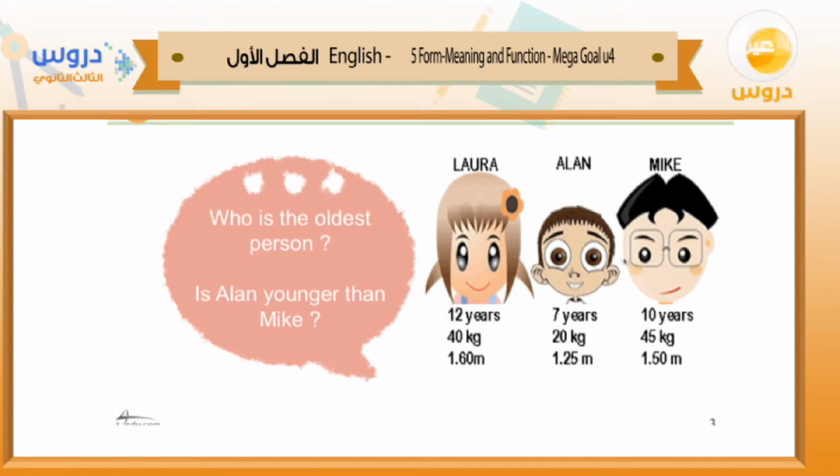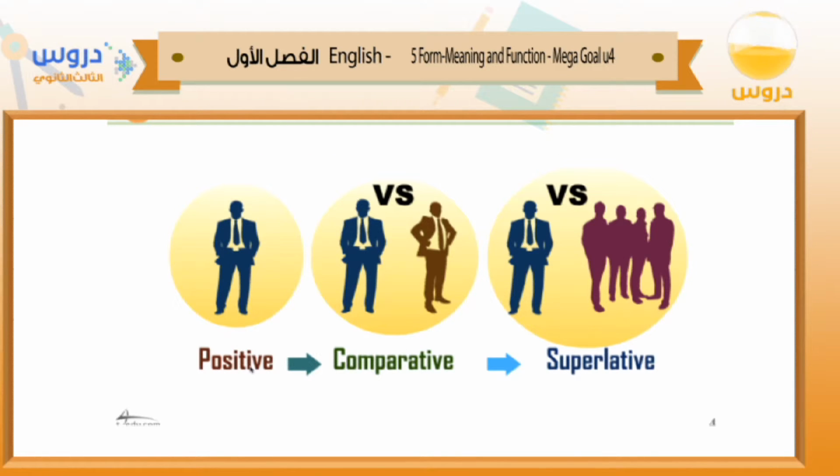Is Alan younger than Mike? Now we want to compare Alan with Mike, only Alan with Mike. Alan is 7 years, Mike is 10 years. Of course, yes. So Alan is younger than Mike. So here we compare Alan with Mike. Alright? So our lesson today is about how we can form comparative and superlative.